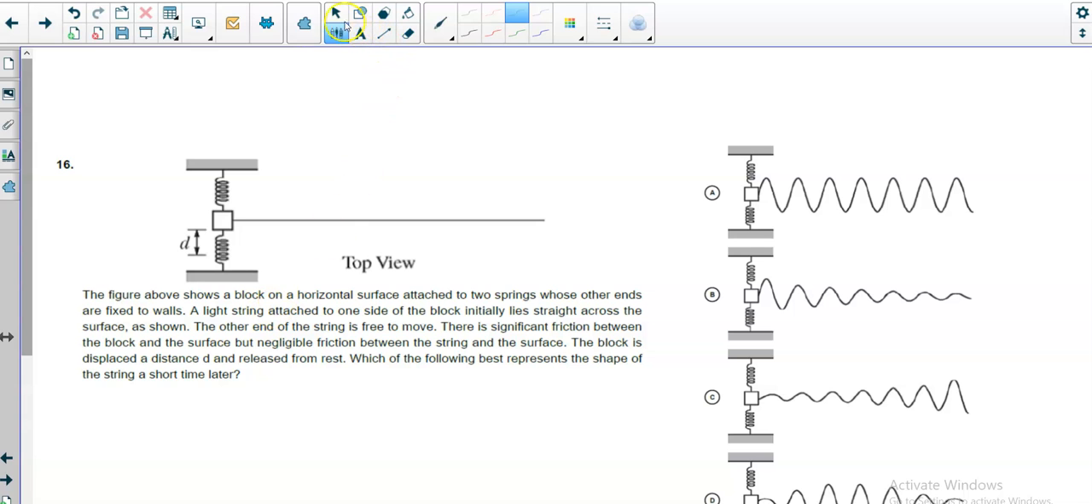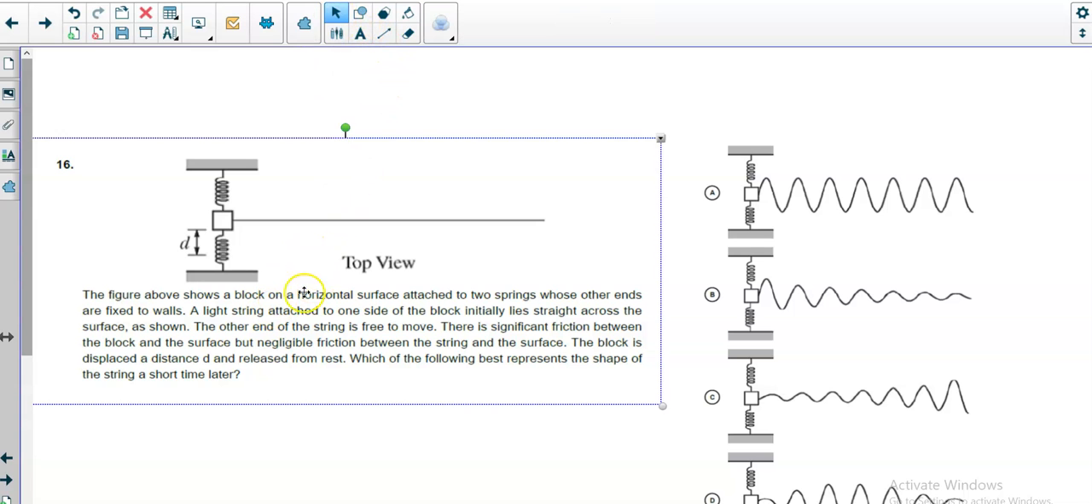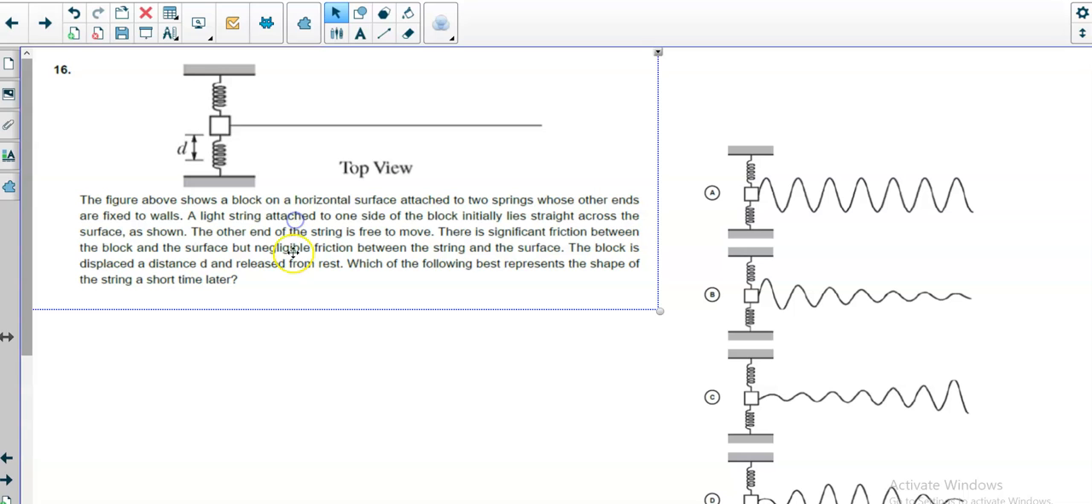The figure above shows, top view, a block on a horizontal surface attached to two springs, so it's going to oscillate back and forth this way. A light string is attached to one side of the block and initially lies in a straight line across the surface. The other end of the string is free to move. There is significant friction between the block and the surface, but negligible friction between the string and the surface. The block is displaced a distance and released.